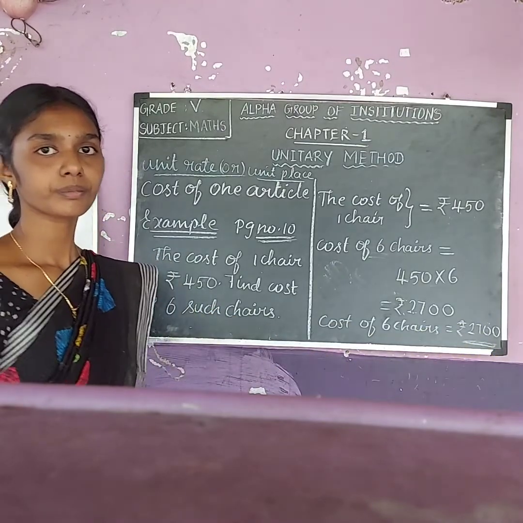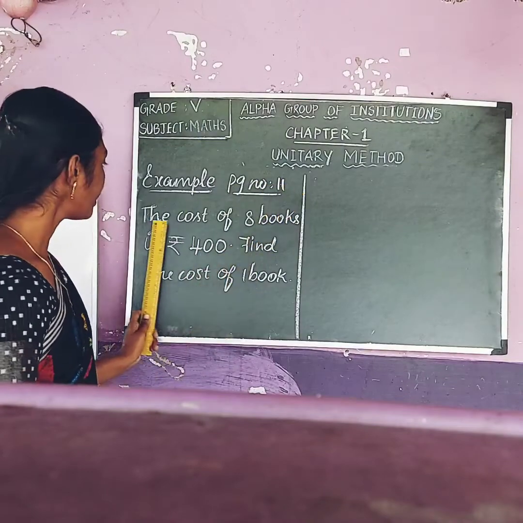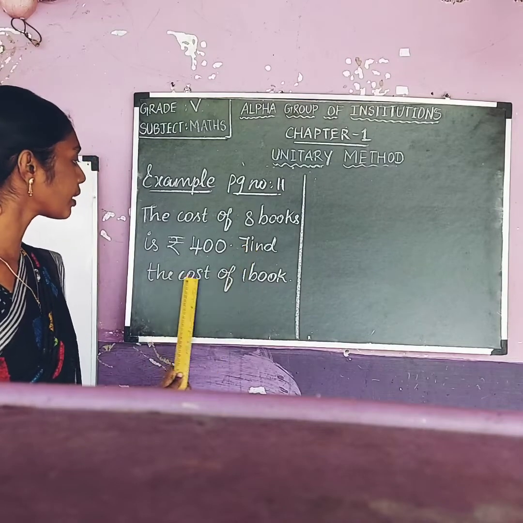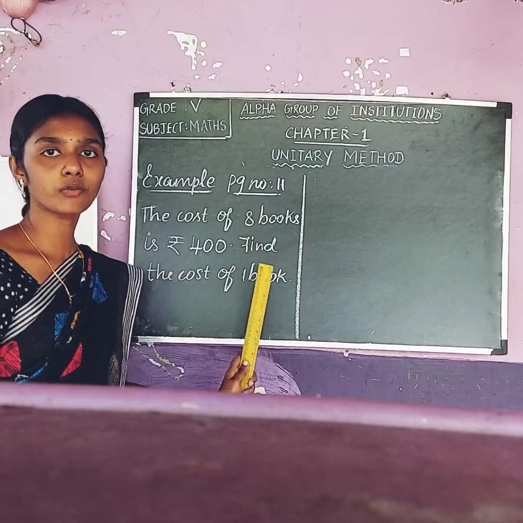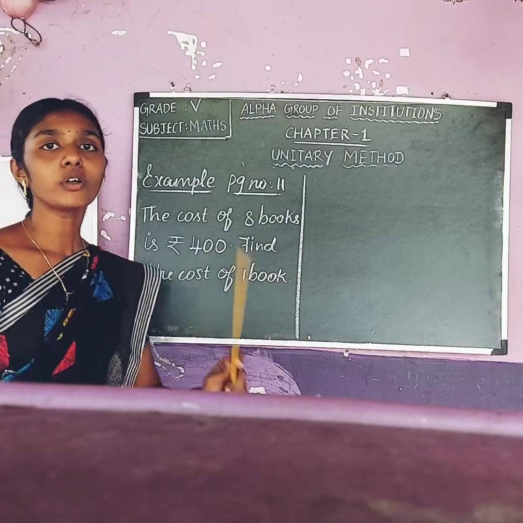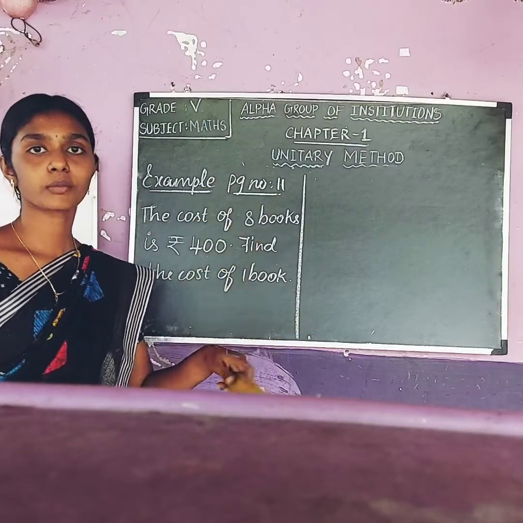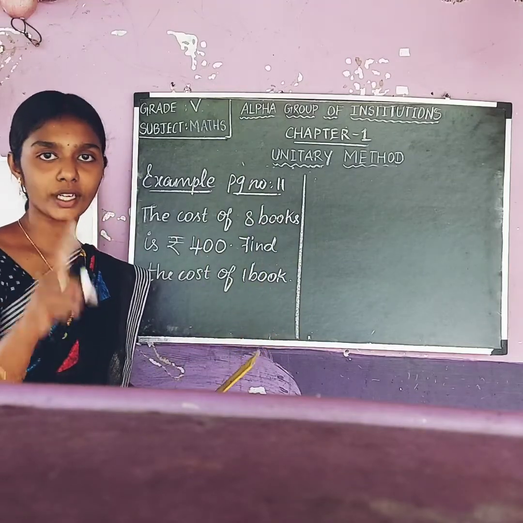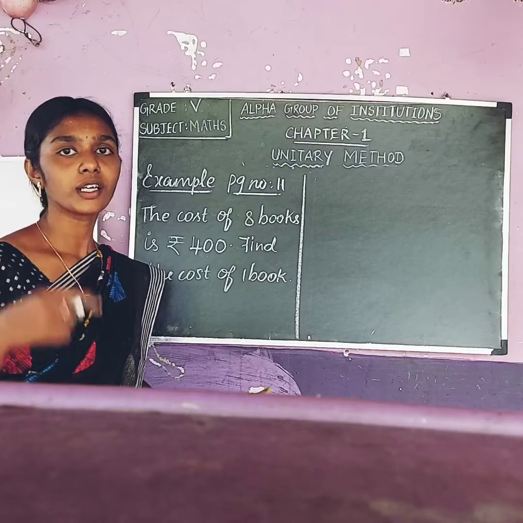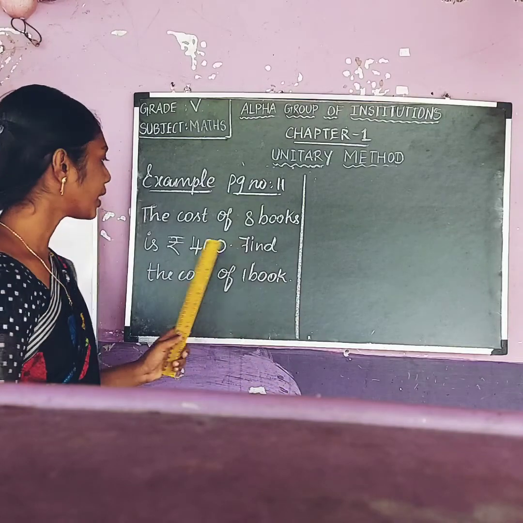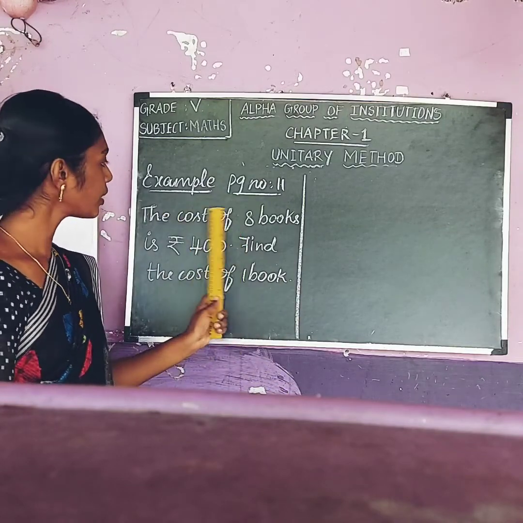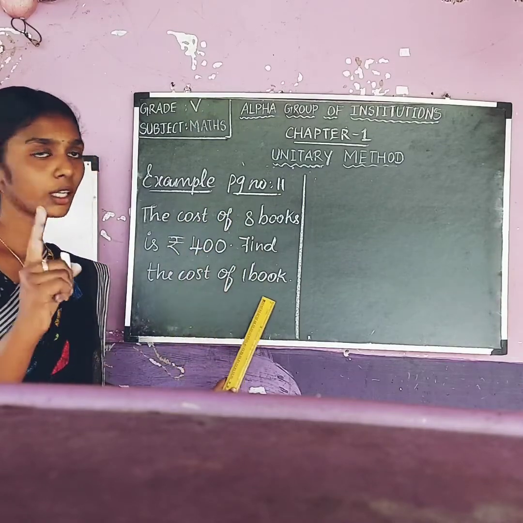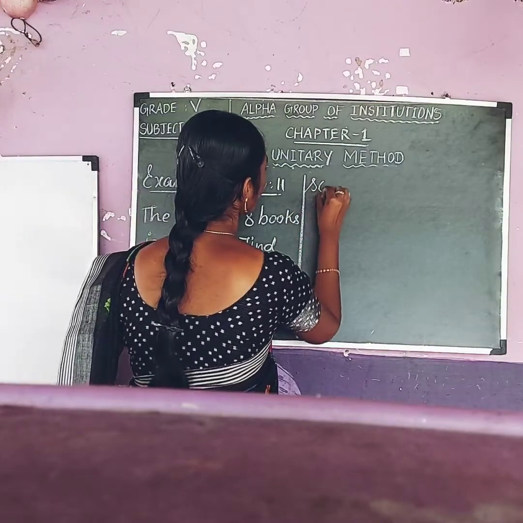Clear, children? In the example on page number 11, they have given the cost of 8 books is rupees 400, and we want to find the cost of one book. We want to compare this sum with the previous sum. In the last sum, we saw they gave the unit value, the cost of one chair, and asked us to find the cost of 6 chairs. But in this sum, they have given that the cost of 8 books is 400, and we want to find the cost of a single book. For this, see how I am solving the sum.